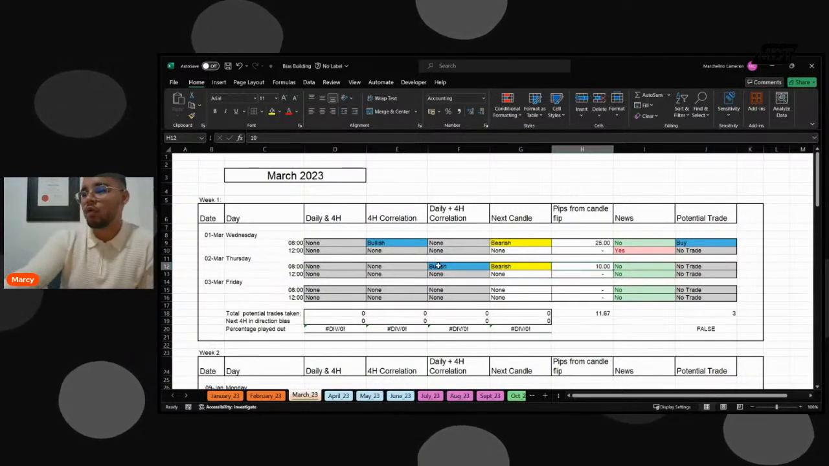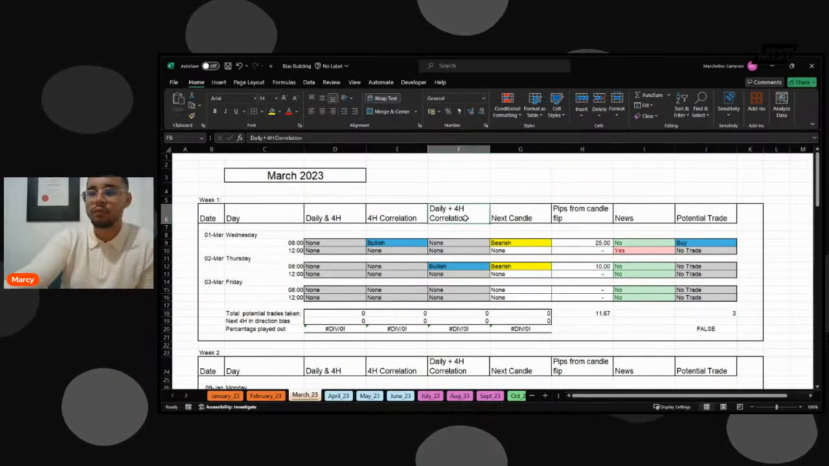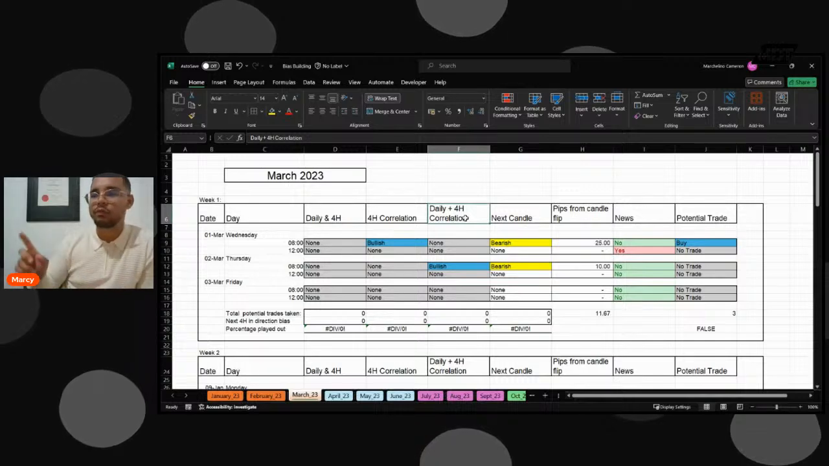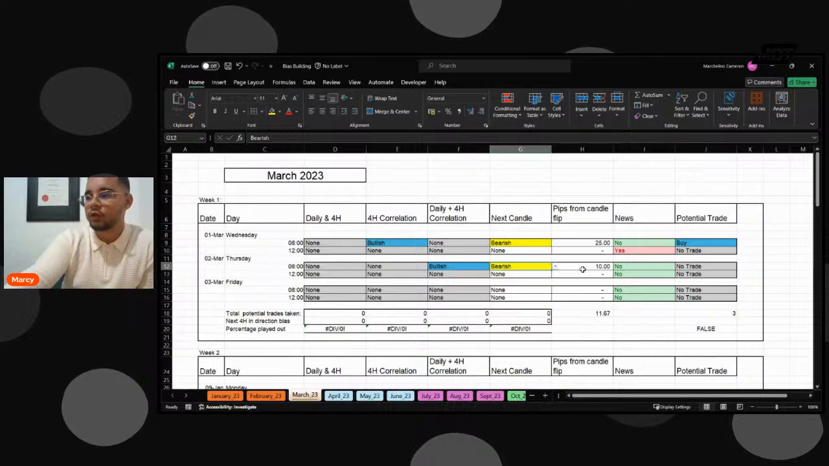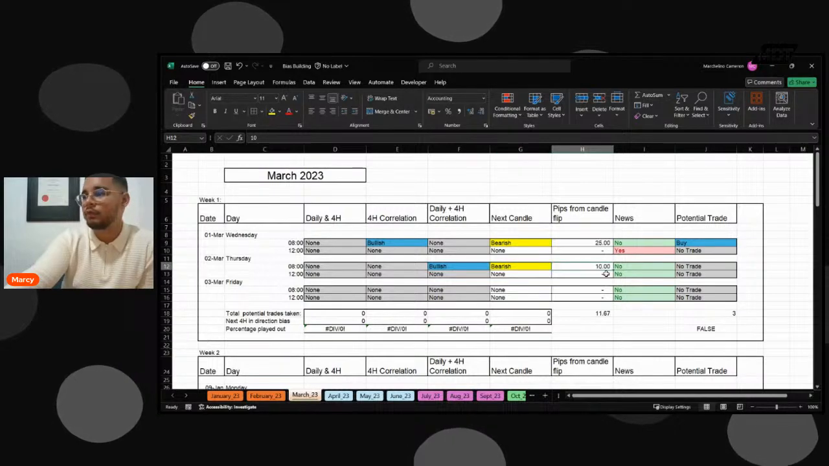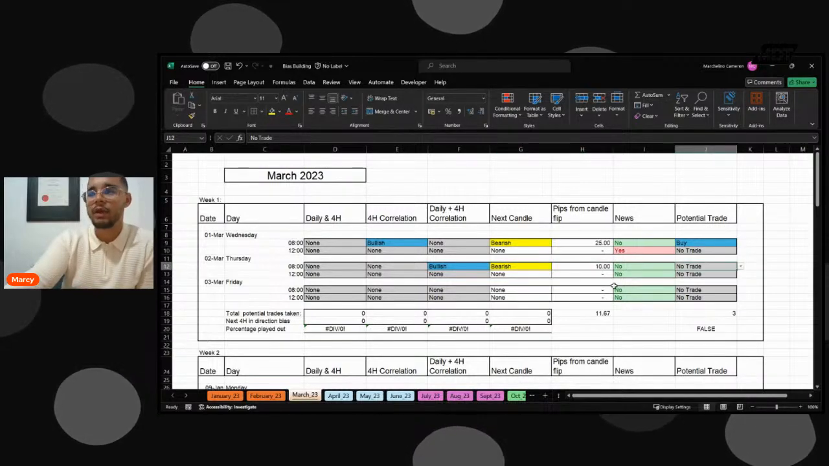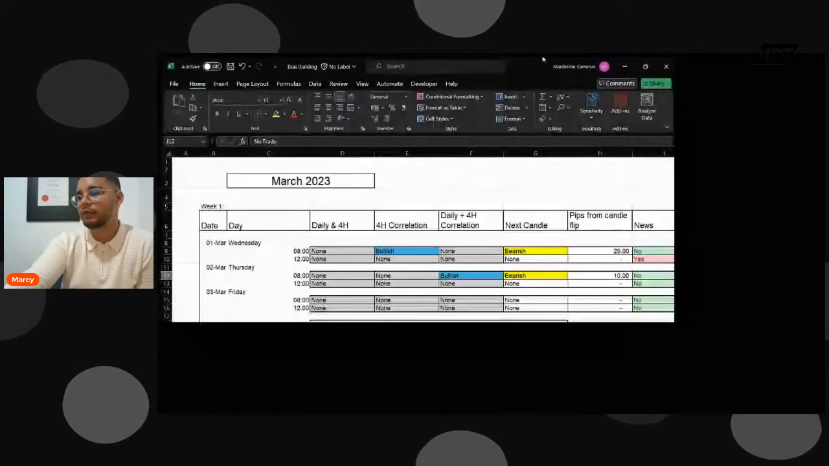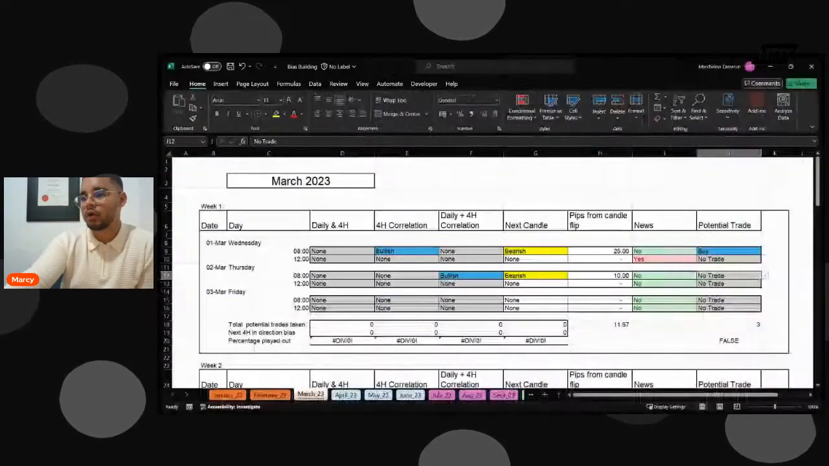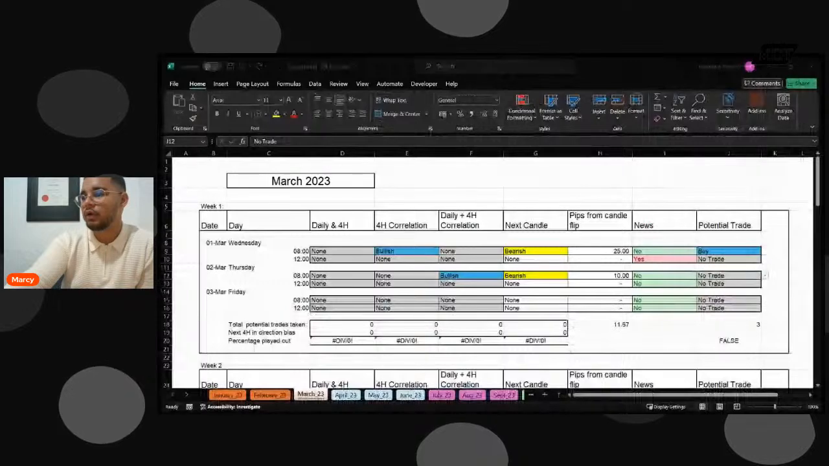But yeah, so we have the bullish. So the daily was bullish. The 4H was bullish. 4H correlation. Next candle closed bearish. Unfortunately, pushed up by 10 pips. No trade, because we wouldn't have gotten the breakout, right? So we're gonna look at the next session. Let's look at the next session. So we change the time to 8 o'clock.